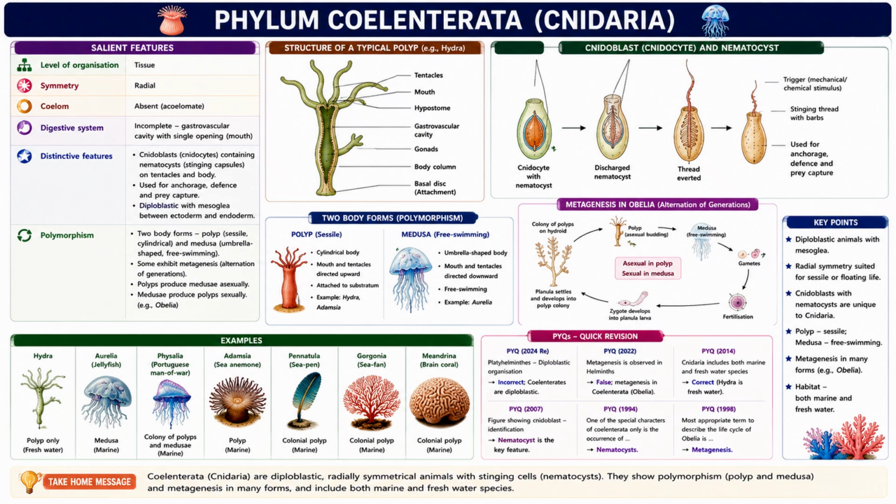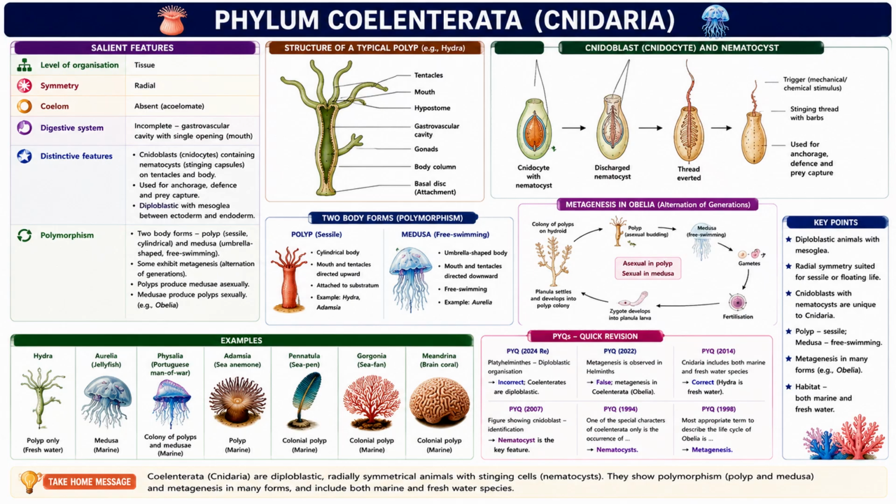Polymorphism means the body of these cnidarians can occur in two different forms. The two body forms are polyp and medusa. Polyp is a sessile cylindrical stage, whereas the medusa is umbrella shaped and free swimming. Some exhibit metagenesis, alternation of generations. Polyps produce medusa asexually and medusa produce the polyps sexually. Example, Obelia.